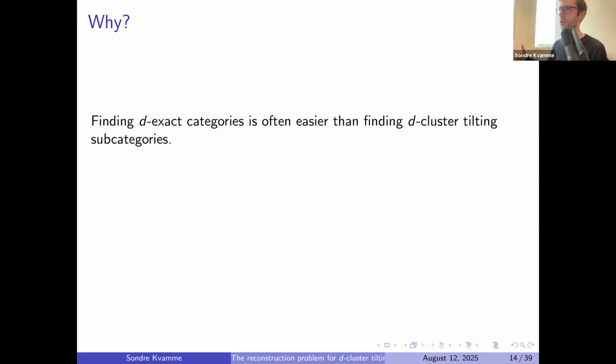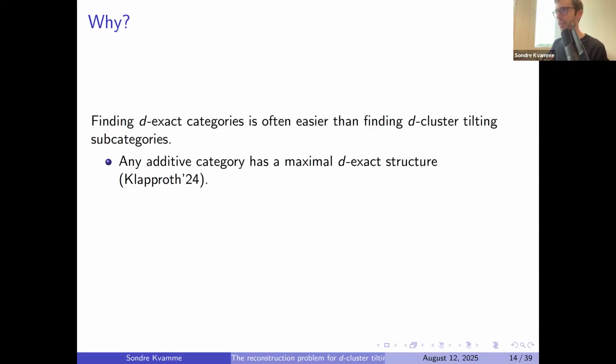And this is basically because in many situations it's easier to actually check D-exactness than finding an ambient exact category containing it as D-cluster tilting. So let me give two examples of this.